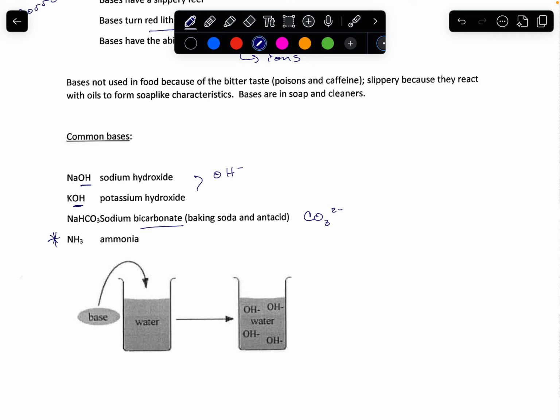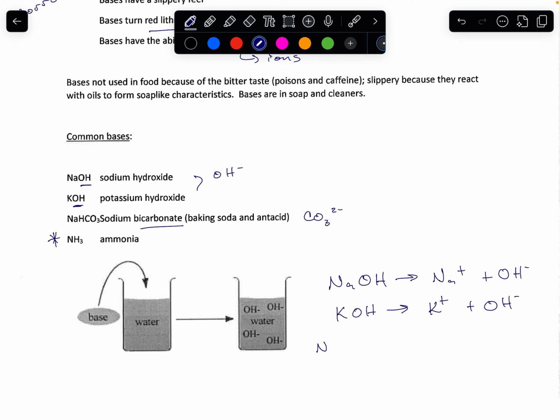So similar to acids, when I put a base into water, it's going to break apart. It's going to form some specific ions, but this time, instead of H plus, bases are going to make OH minus. So for example, take my NaOH. That one's pretty easy. I'm just going to break it up into Na plus and OH minus. Potassium hydroxide, KOH, breaks up into K plus and OH minus.